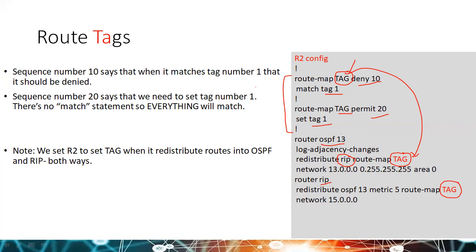And the second one, with sequence number 20, says that we need to set everything to tag 1, because right over here we didn't have any match condition. With no match condition, it means everything matches. So all the traffic will be set to tag 1, and once the traffic is tagged to tag 1, it will be denied.